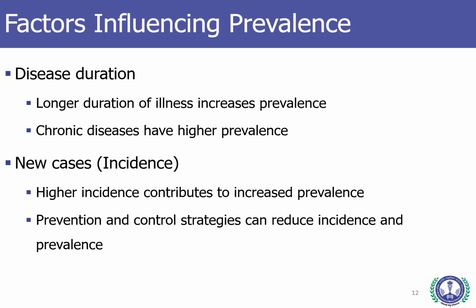In this slide, we will discuss two key factors that influence prevalence. First is disease duration and another is new cases. The longer a disease lasts, the higher its prevalence will be, as more individuals are living with the condition. Chronic diseases like diabetes and hypertension tend to have higher prevalence due to their long-standing nature. On the other hand, new cases, also known as incidence, can contribute to increased prevalence. Implementing effective prevention and control strategies can help reduce both the incidence and prevalence of the disease.